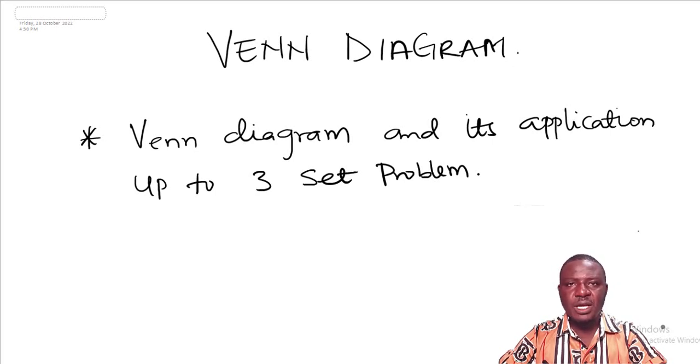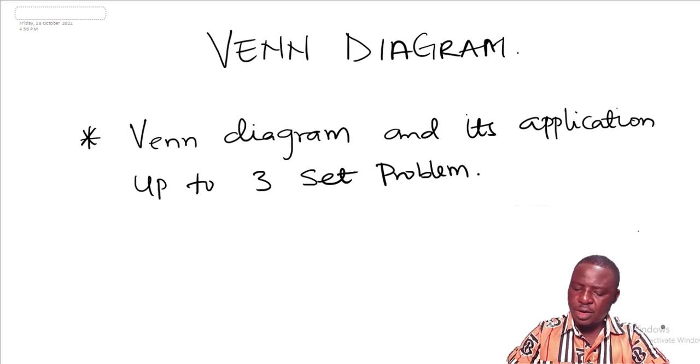Venn diagram can be defined as the pictorial representation of sets. Sets can be represented diagrammatically by closed figures. Venn diagram was introduced by John Venn. The operations of intersection, union, and complement of sets can be represented and demonstrated easily by the use of Venn diagram.